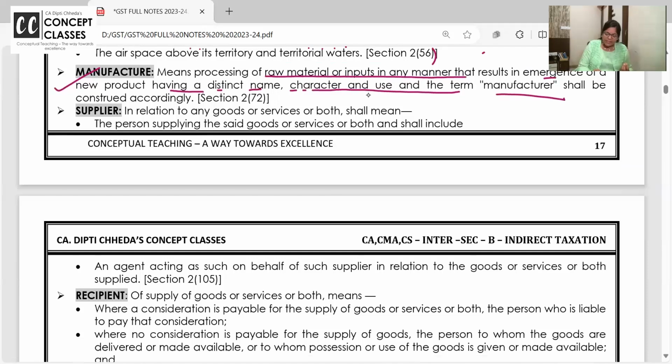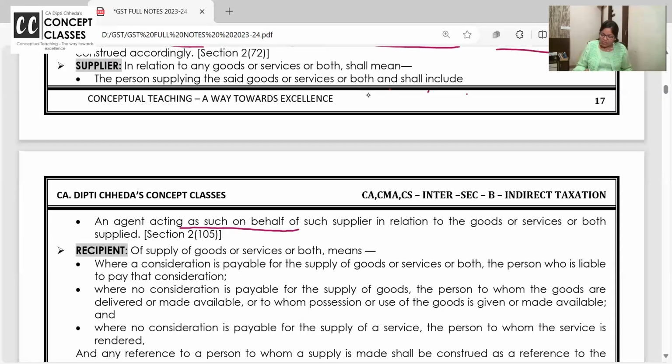Okay. Who is a supplier? Who supplies goods and services is a supplier. The person supplying goods or services, and it includes an agent acting on behalf of the supplier in relation to supply of goods. See, an agent plays a very important role. So many times, say Dipti Chheda asks an agent to buy goods on behalf of me, and you buy it in your name and give it to me.